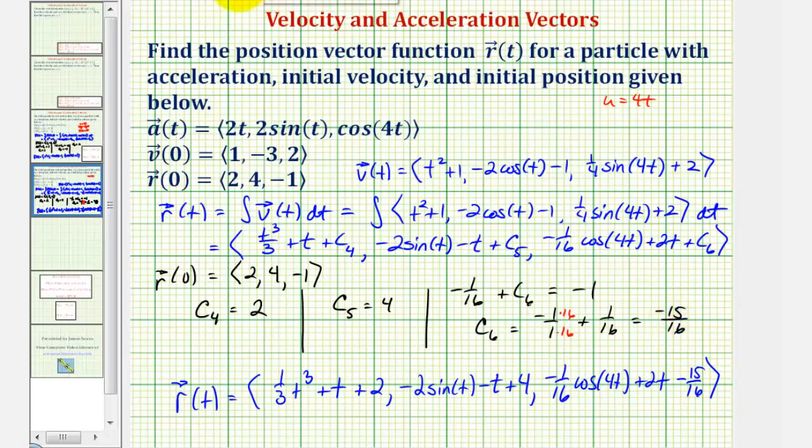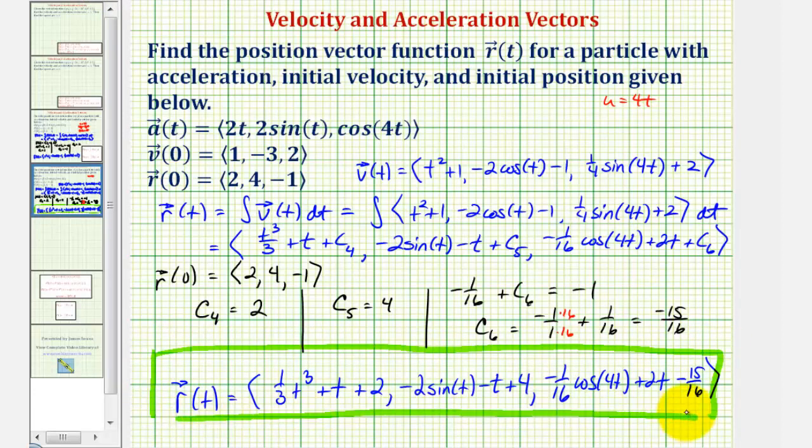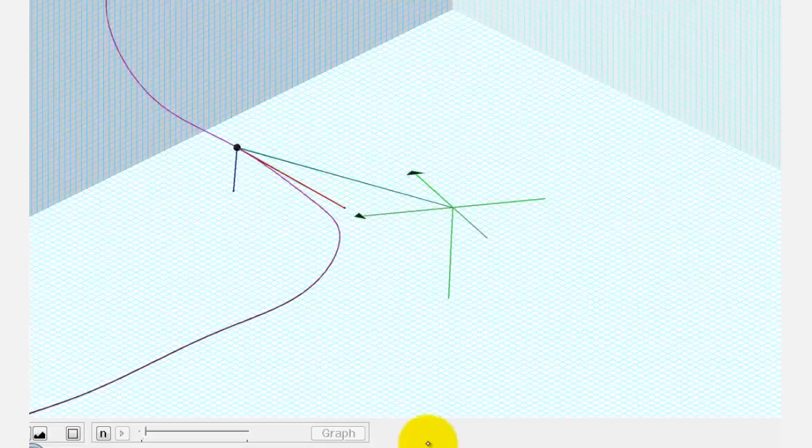So quite a long process, but from the given information, we were able to determine the position vector function r of t that once again would trace out the purple space curve that we see here.